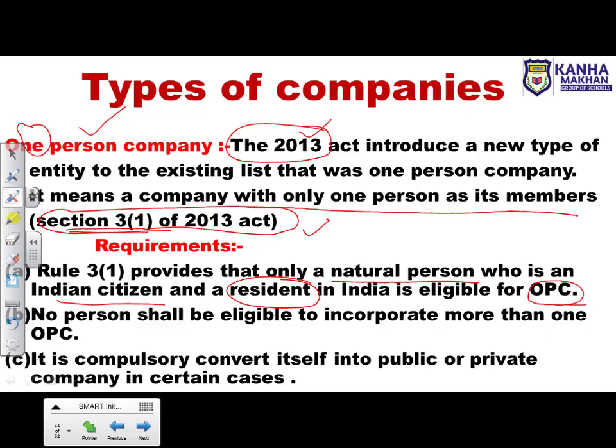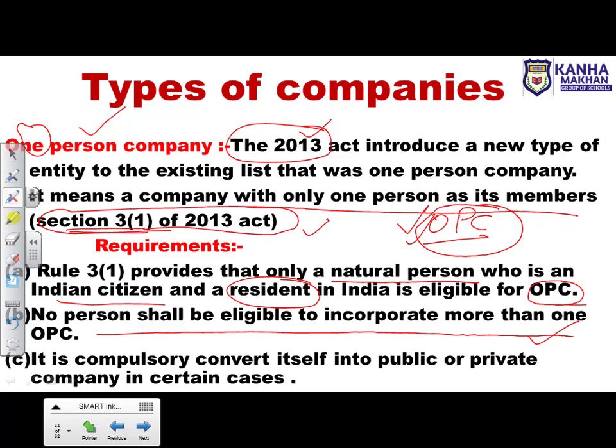The next one is, no person shall be eligible to incorporate more than one OPC. It means only one person will be eligible for starting this one-person company. Suppose I am a person, okay, and I have already started one OPC. I have already opened one OPC company. So according to this rule, this second requirement, I am eligible for opening only one one-person company. It's not that I can create another one-person company and participate in that too. No. At a single time, one person can start or incorporate only one company, right?